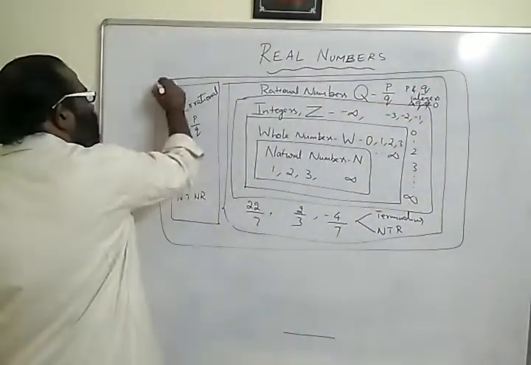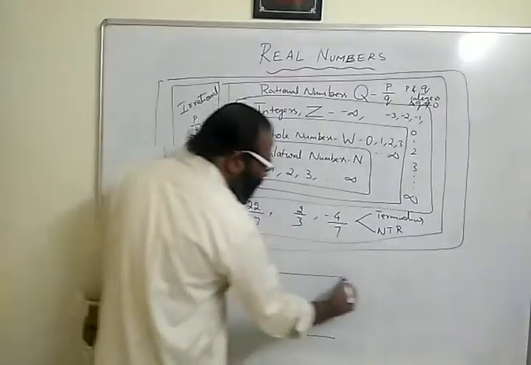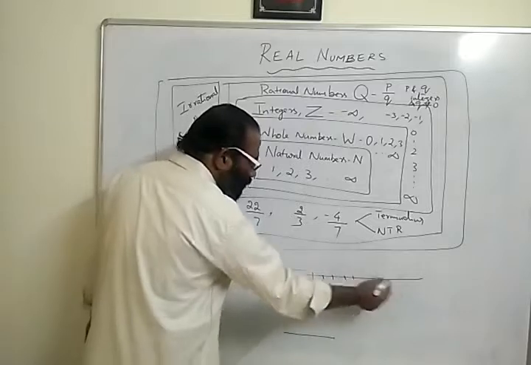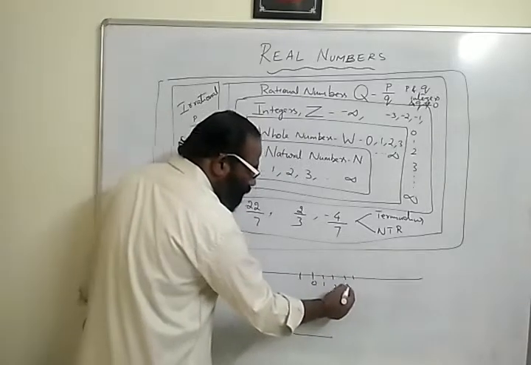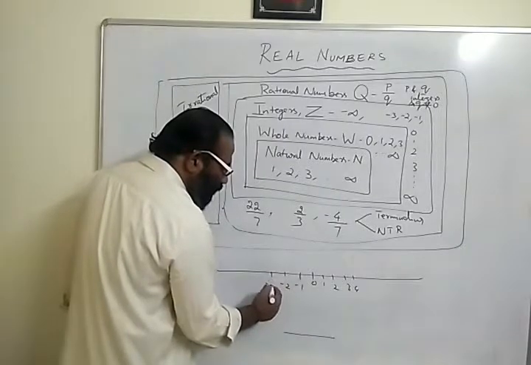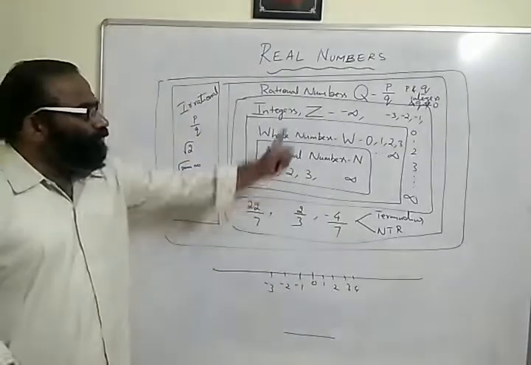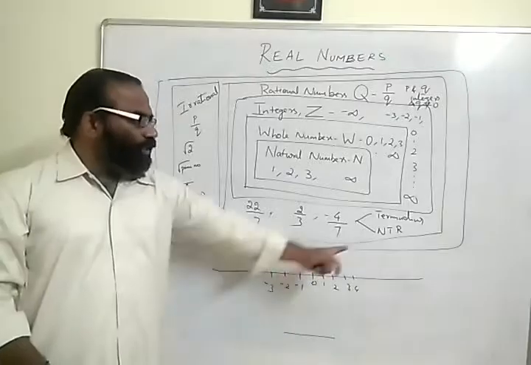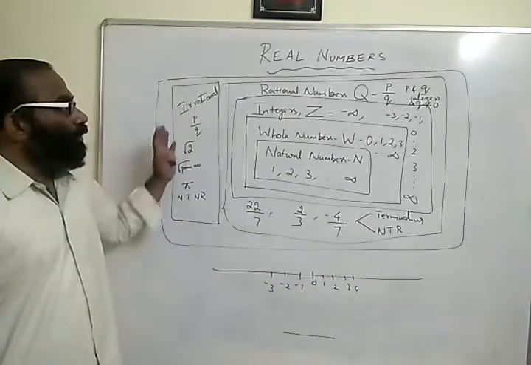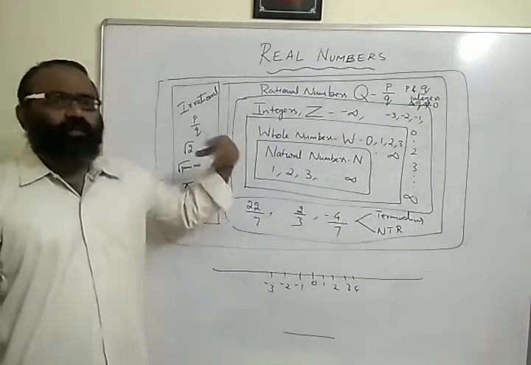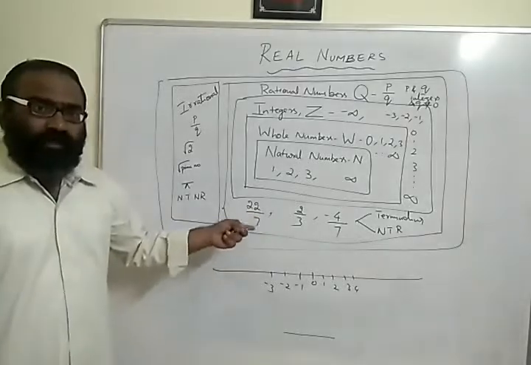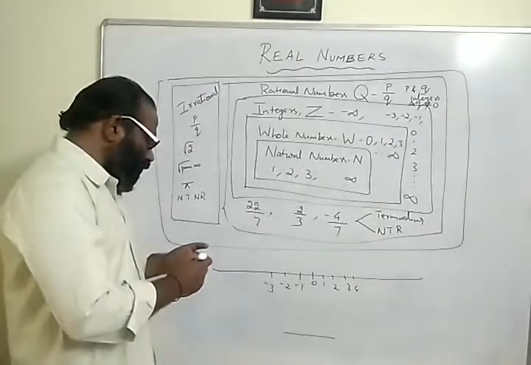So all of these numbers can be represented on the real number line. So 1, 2, 3, 4 on this side, and on this side you have minus 1, minus 2, minus 3 and so on. All of these numbers you can represent on the real number line. I hope these are very basic things we have learned in earlier classes, and I hope you understand it. Now let's go on to some more details on this.